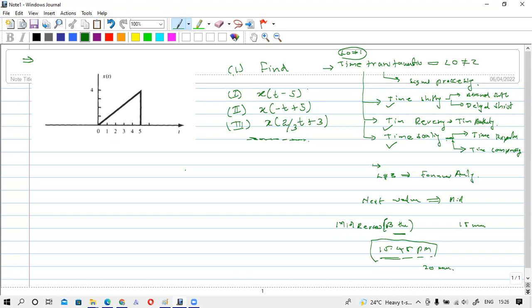This is time shifting. I think you should be able to do this one definitely. And I will also do the time reversal, x(-t). You should be able to do this also. And I will put a basic one, x(2.3t). Try to do this one and this one. This is directly time shifting, this is time reversal, and this is time scaling.